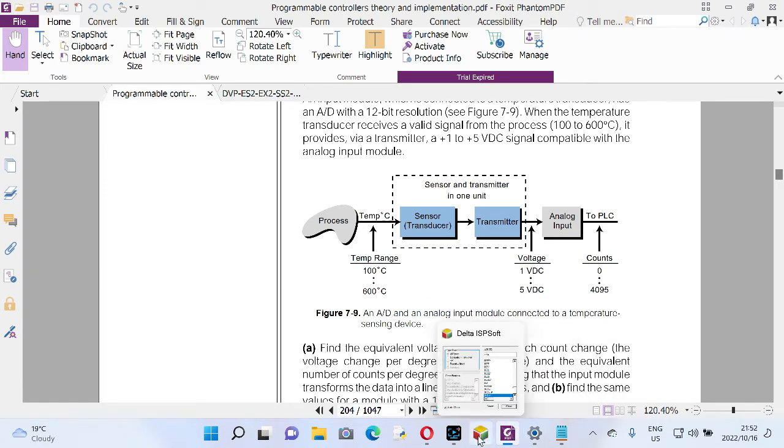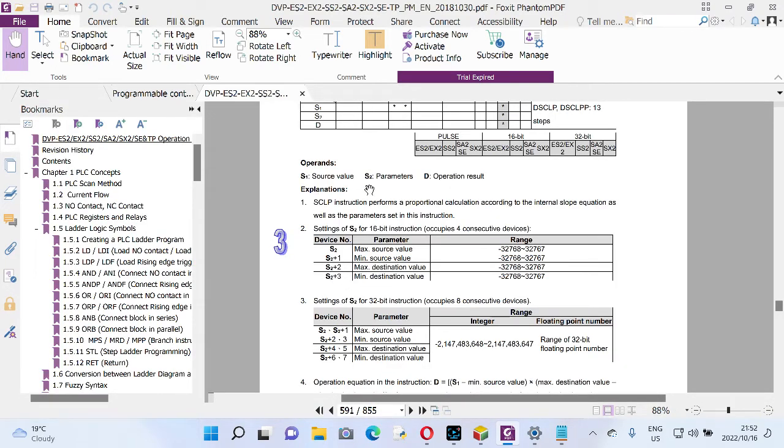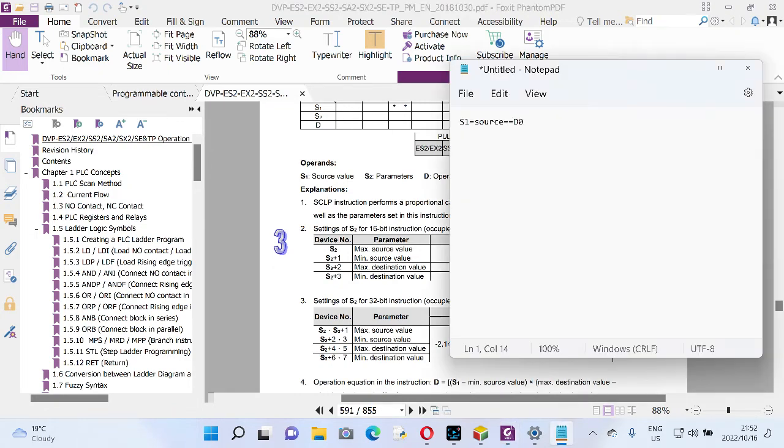So now, obviously, okay, let's just move next. I'm going to confuse you now. All right, we'll go back to our instruction. It's saying S2 is parameters. So S2 is maximum source value. We go on to our notepad. We say S2. What is it? Max source, right? What is max source? I'm going to call this D1. What is it? The maximum source is 4095.